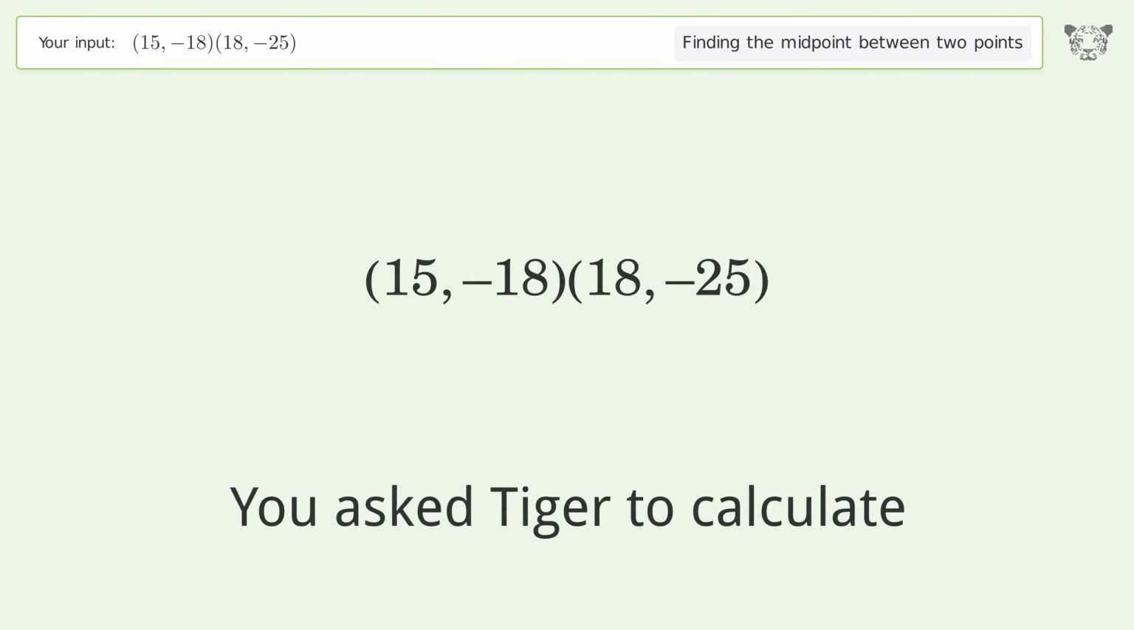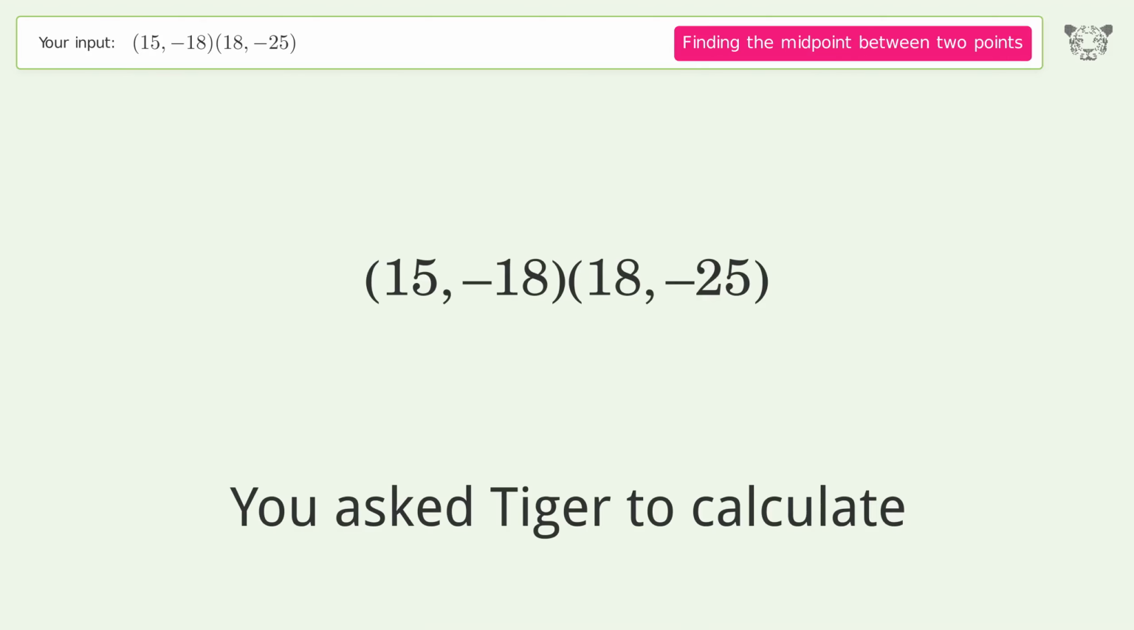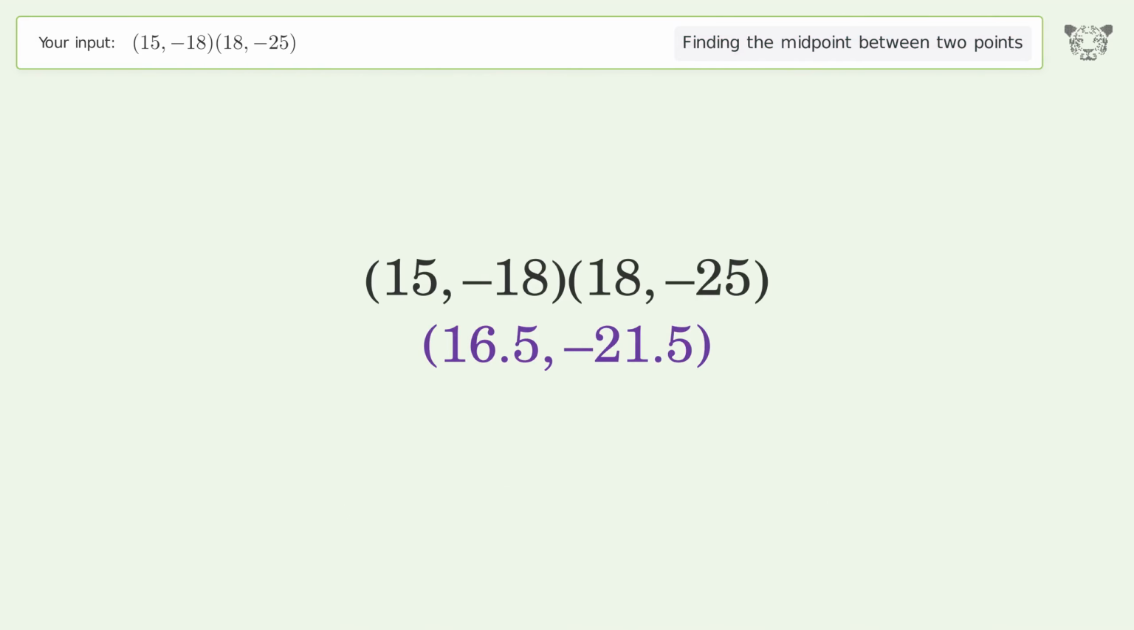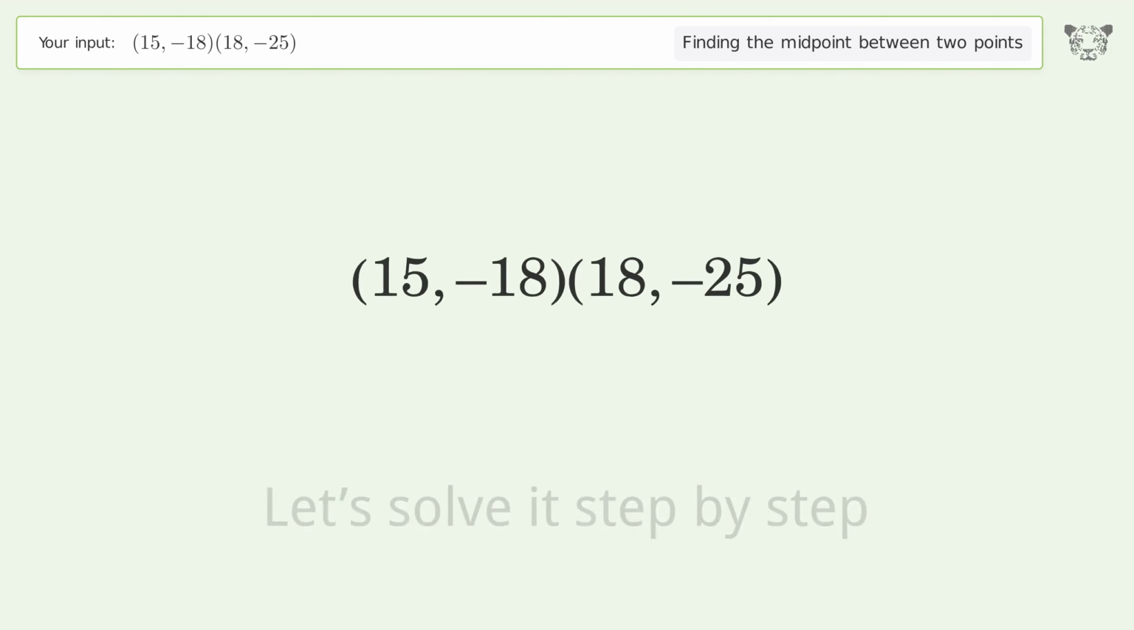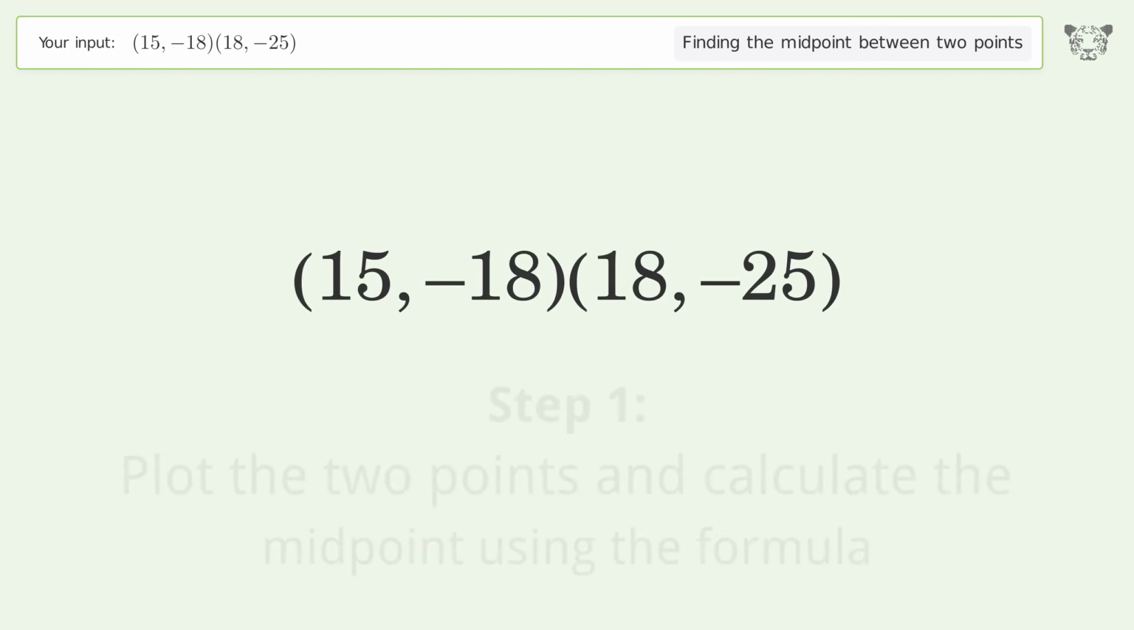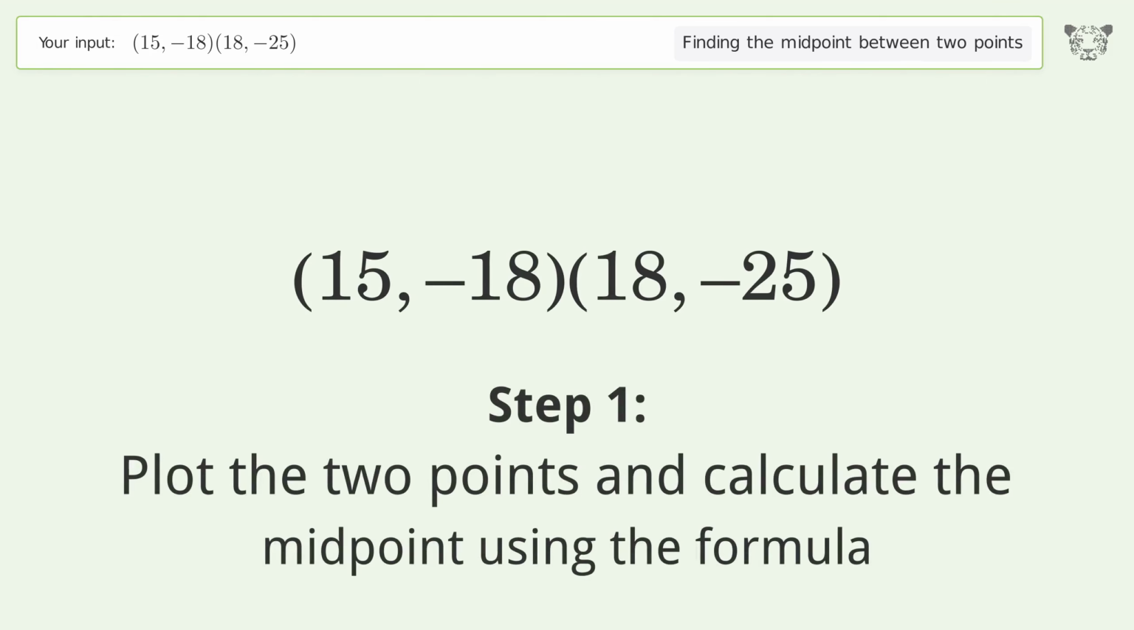You ask Tiger to calculate. This deals with finding the midpoint between 2 points. The midpoint between the 2 points is 16.5, negative 21.5. Let's solve it step by step. Plot the 2 points and calculate the midpoint using the formula.